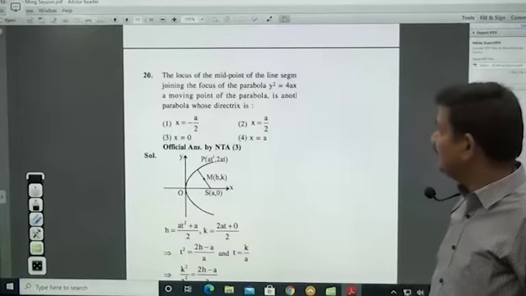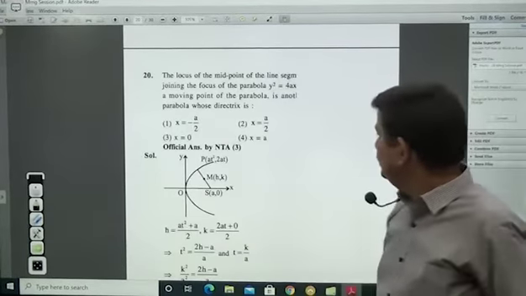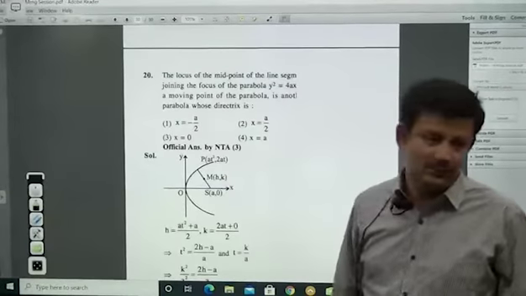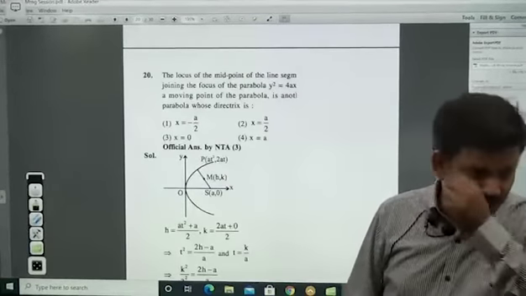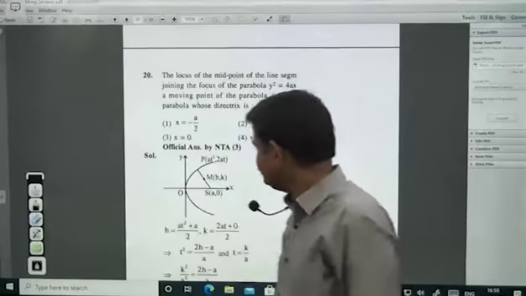Locus of midpoint of the line segment joining focus of the parabola to a moving point of the parabola. What is focus of this parabola? A comma 0. To any moving point of the parabola, how will you assume? AT square comma 2AT. What is he asking? Locus of midpoint of this segment. Let the midpoint be H comma K. Or simply, you need not go for H and K.